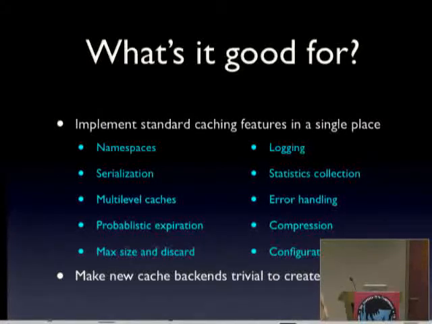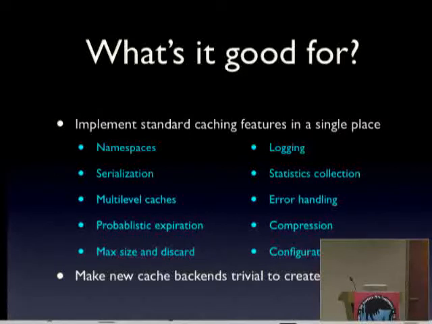I didn't realize when I got into this, I actually just wanted to make it easy to switch between different drivers. But once I got into this, I started realizing how many standard features there are for caching that you don't want to have to implement in every single driver that you implement. So a sense of namespaces, how to serialize keys and values, how to do multi-level caches like L1, L2 caches. Probabilistic expiration is something that I just love because of the way it sounds. It makes me sound smarter than I am.